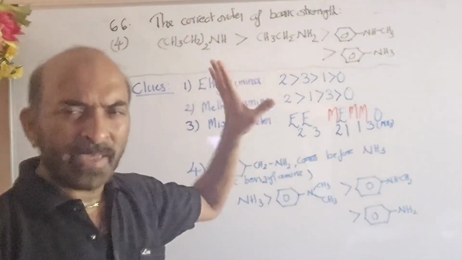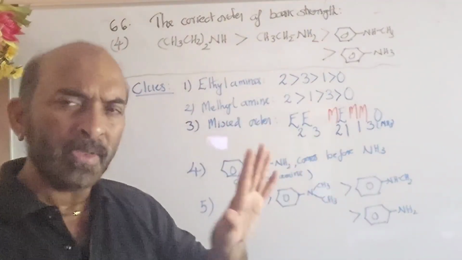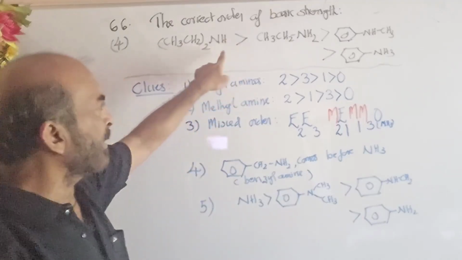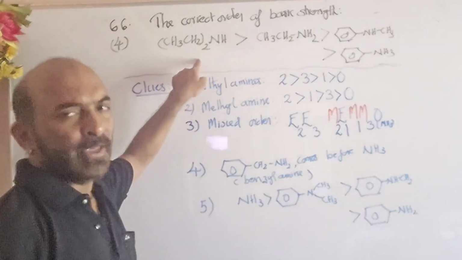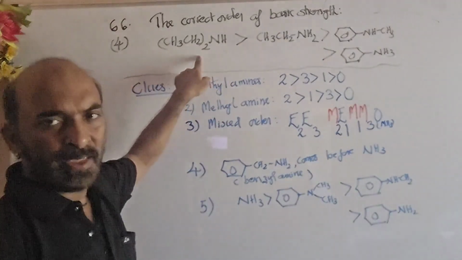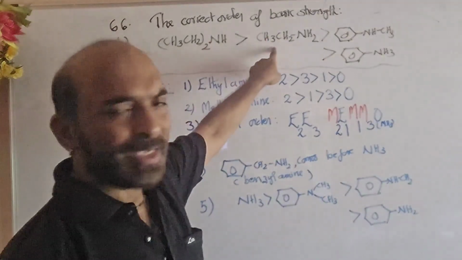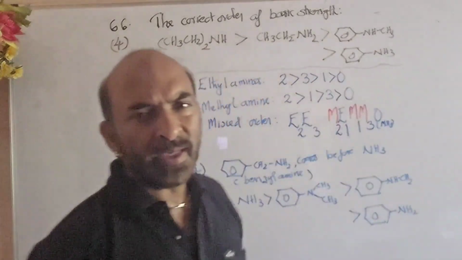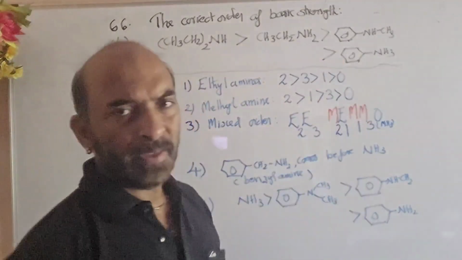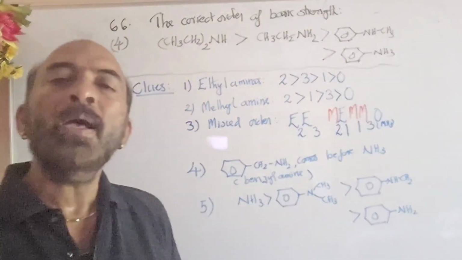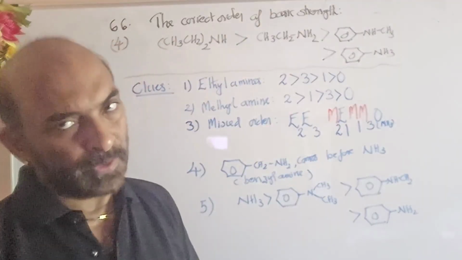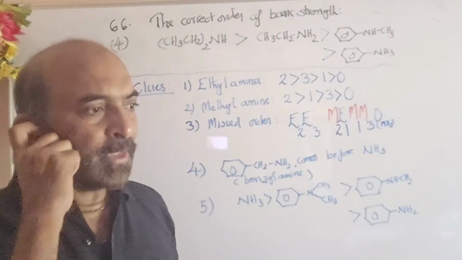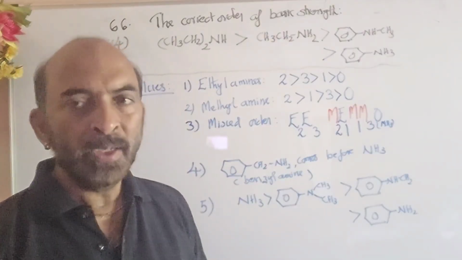See, the same set of compounds are given in different orders, and most of us know the correct order among them will be diethylamine or N-ethylethanamine, then ethylamine, then N-methyl aniline, then aniline. That is the correct order for the bases given in the question paper. The option is 4.